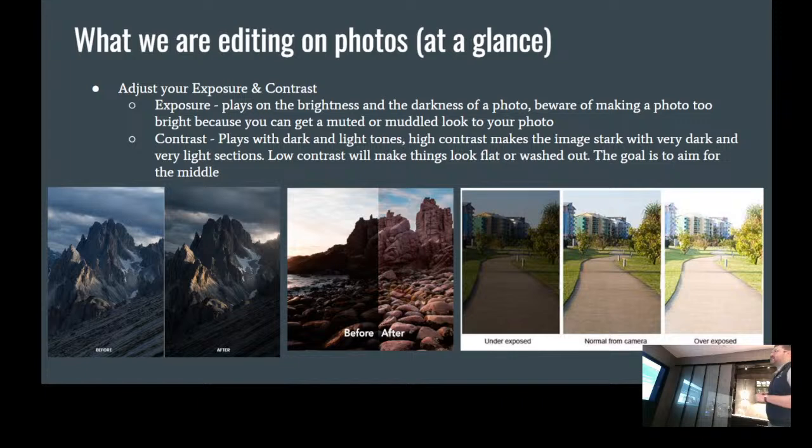Contrast, on the other hand, plays with dark and light tones. High contrast makes the image stark, with very dark and very light sections. Low contrast will make things look flat or washed out. The goal is always to aim for the middle. Again, when we're looking at these images, we can see the difference between the before and the afters, how certain aspects of them are lightening up, how other parts stay dark. The goal of exposure and contrast is to always find the middle ground.